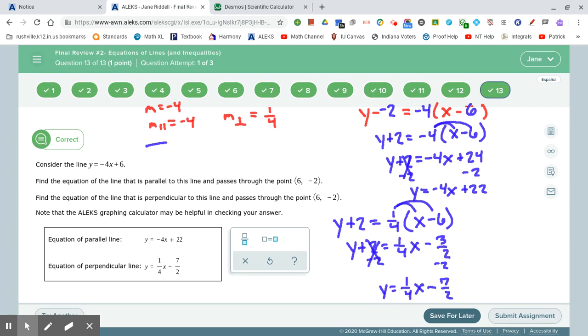We should now have a perfect score on equations of lines. It also reviewed some inequalities for us, and hopefully we are confident and comfortable with that section.